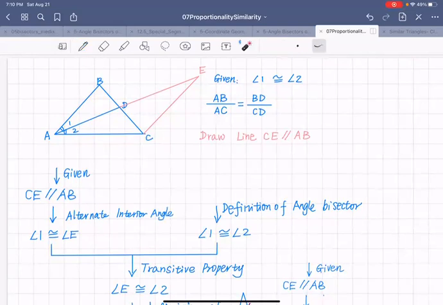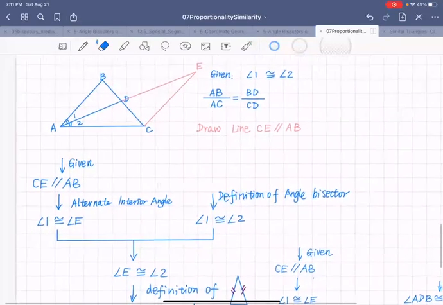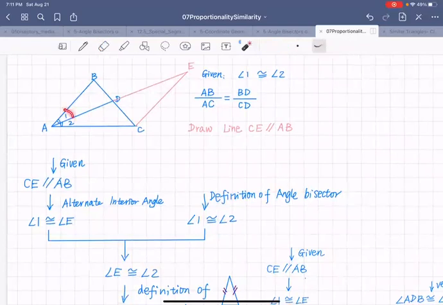Okay, very good. And then angle 1 equals angle E. Angle 1 also equals angle 2 because this guy is the angle bisector. You can say definition of angle bisector, correct? Yeah. Next, look at here. Angle 1 congruent to angle E. Angle 1 congruent to angle 2. So I'm able to say angle E congruent to angle 2, correct? Yeah. By what property? Transitive property. Very good.